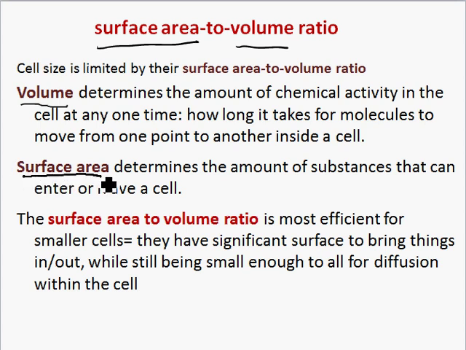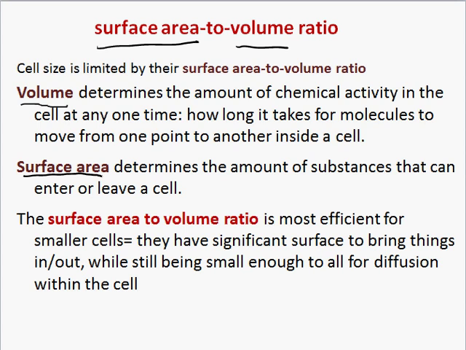The other part is the surface area. So the surface area to volume. The surface area determines how much stuff can come in and out of the cell, because the surface area is the coverage of the cell, and that's the plasma membrane. So as a cell gets bigger, the surface area gets bigger, allowing more stuff to come in and out. But the problem then is that as the cell gets bigger, the surface area determines how much stuff comes in and out, but the cell is getting bigger. So once that stuff gets inside the cell, it's going to take longer for it to get around to where it needs to go. So there has to be some sort of happy medium here.